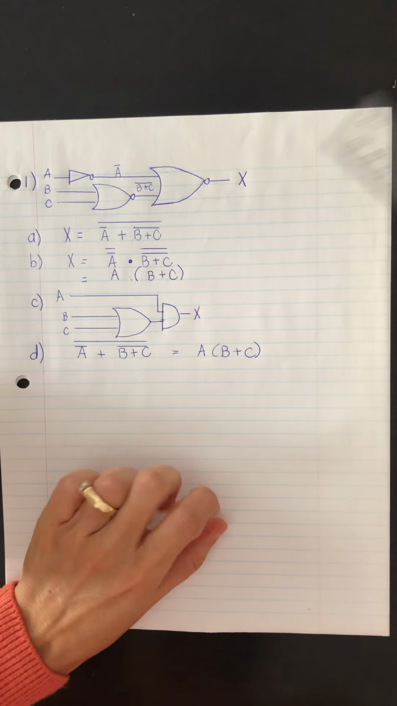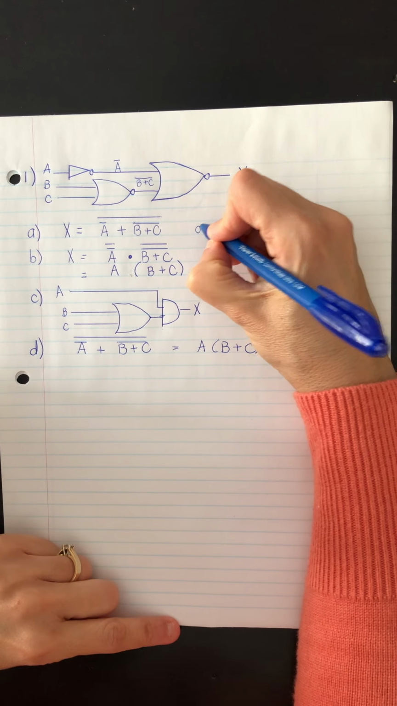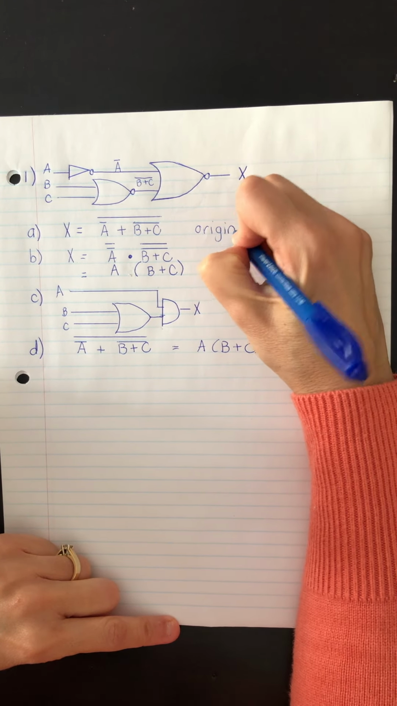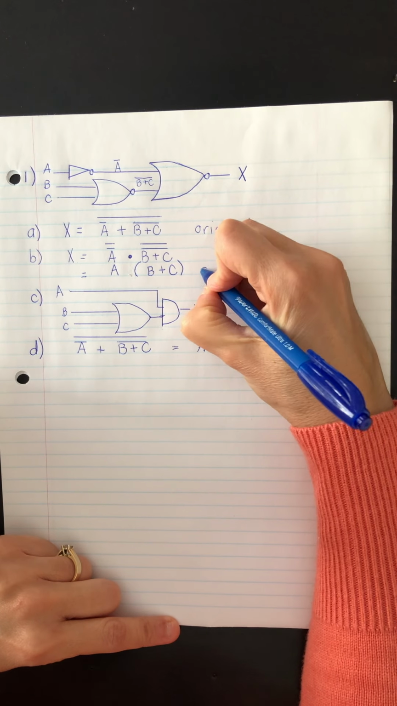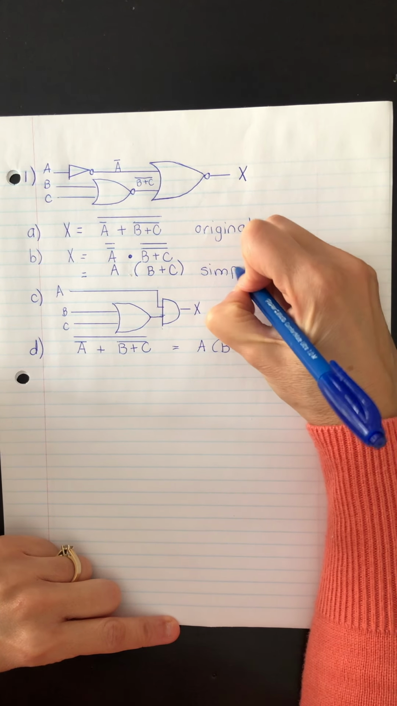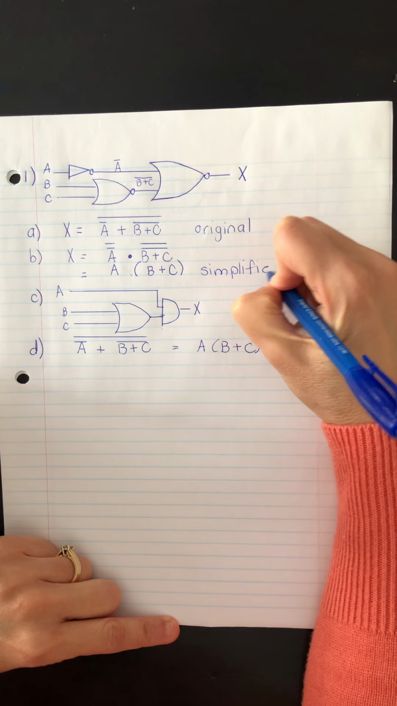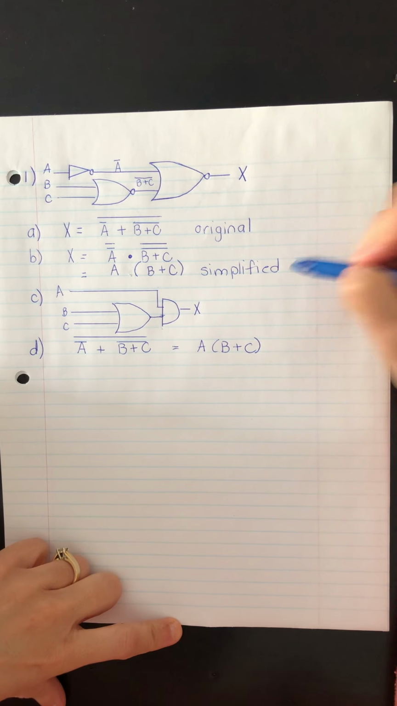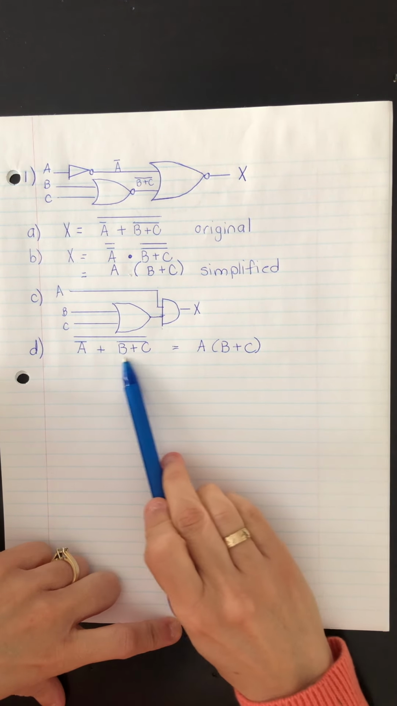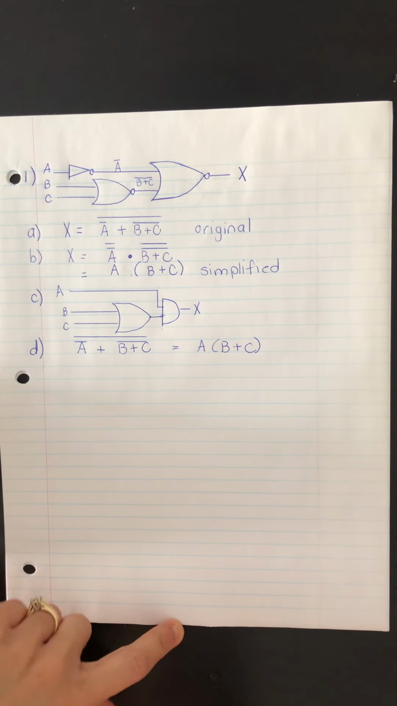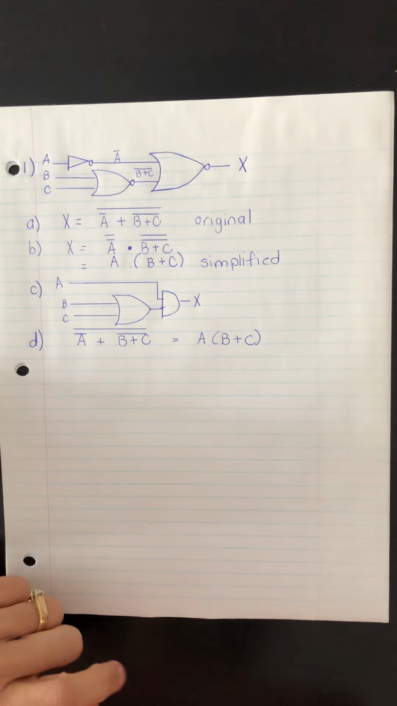Okay, so, and also you could write it here. This would be the original circuit, this would be the simplified. Original expression, simplified expression. So we're trying to prove this is equal to this. So let's go ahead and construct a truth table.